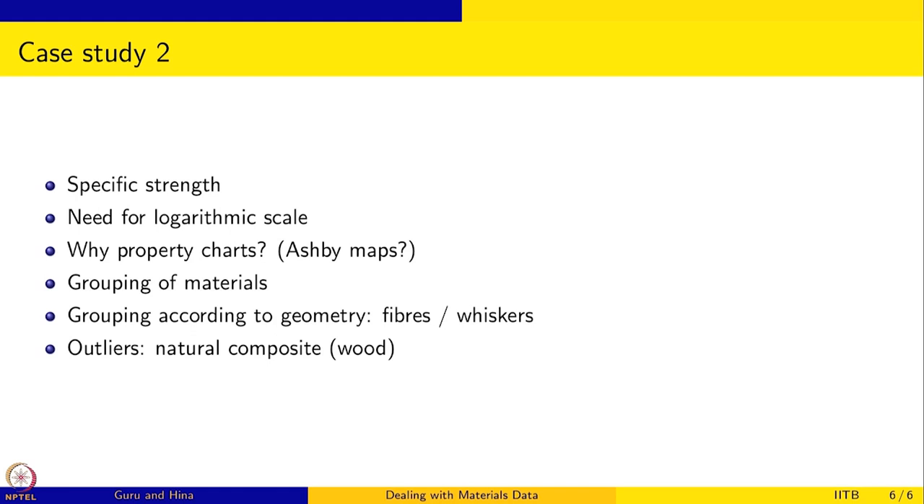For example, all fibers and whiskers, irrespective of what type of material they are, are going to fall in one group, and it is also very useful to notice the outliers. And in this case, the outlier happens to be a natural composite, namely wood. So, this is what we want to do in this session.